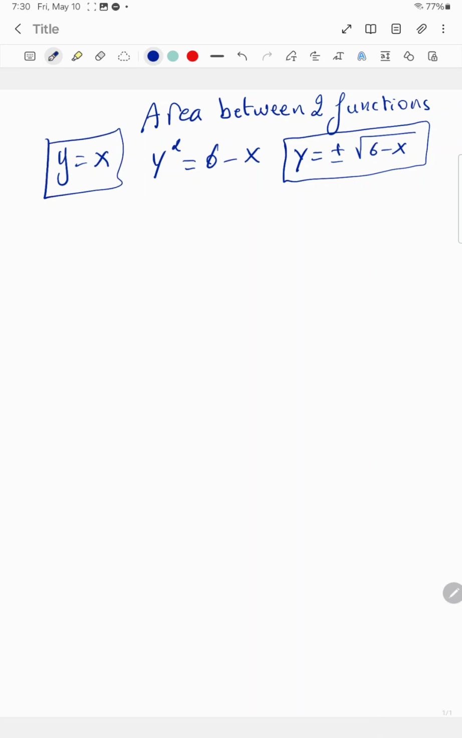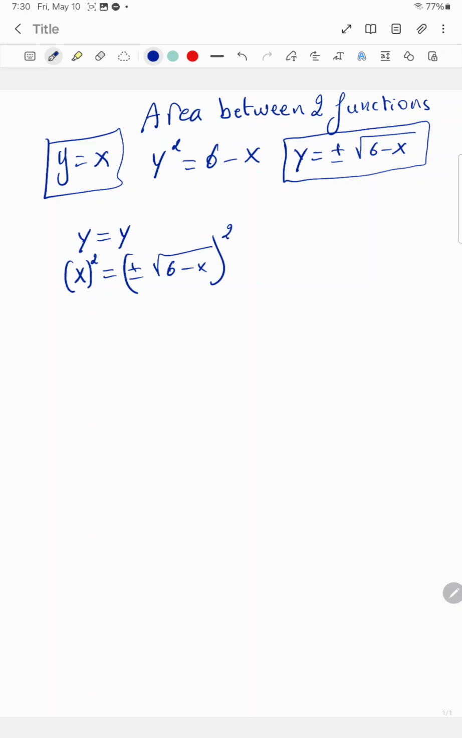So now let's find the common point between y equal x and y equal square root of 6 minus x. The common point is when y equal to y. So it's when x is equal plus or minus square root of 6 minus x. There is a square root that's bothering me, so I take out this to the power of 2 and this to the power of 2.